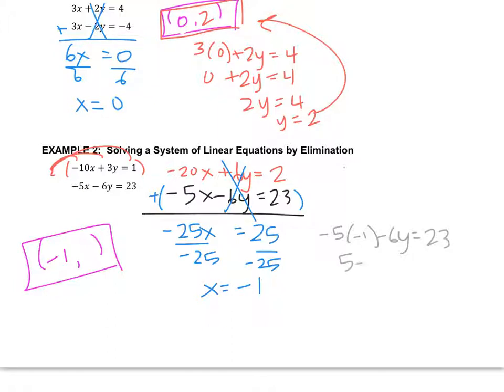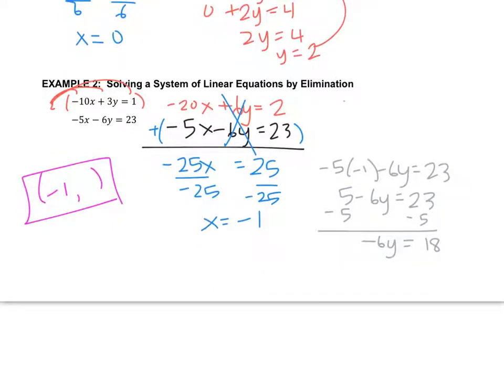That gives me 5 minus 6y. Then I will subtract 5 and divide by -6. And you get y equals -3. So that goes over here into the answer. And the other way to confirm that you have the correct answer is to take -1 and plug it into the other equation.